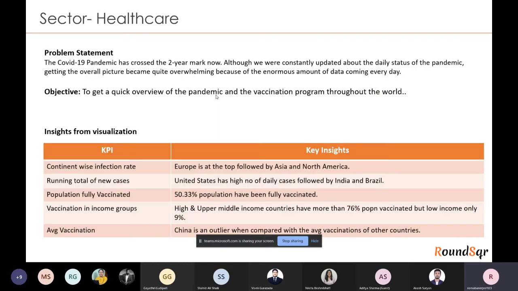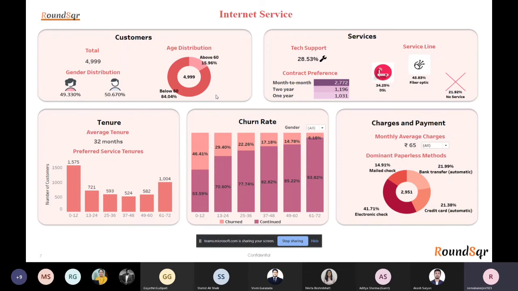So this is just a screenshot of the dashboard. I'll directly go to the dashboard to explain.